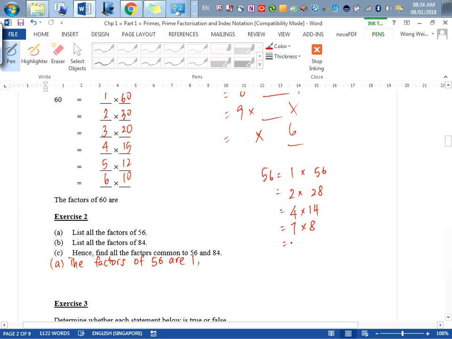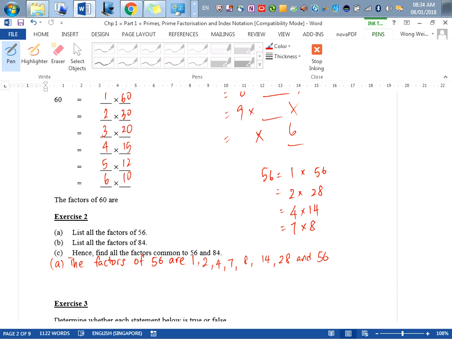What is next? What about 8? 8 times 7. Can we see that it is repeating again? So do I need to do this line? No need, right? Okay, I can stop here already. So the factors of 56 are 1, 2, 4, 7, 8, 14, 28, and 56. Okay, do you have all these? If you have them, very good.